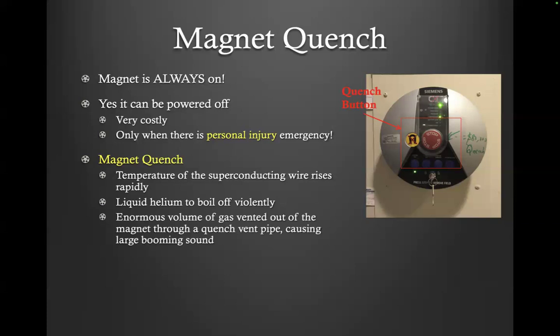There is going to be an enormous volume of gas vented out of the magnet through a quench vent pipe, which is connected on the top of the magnet, causing a very large booming sound. However, it's a problem if the quench vent pipe fails. For example, if there's an ice blockage, or a bird creating a nest there for whatever reason, the gas will enter the scanner suite. I remember one of the 2018 fatalities was caused by the patient inhaling liquid oxygen.